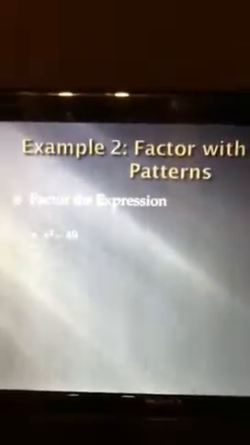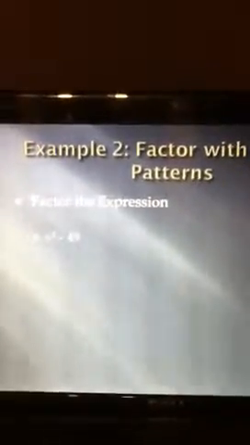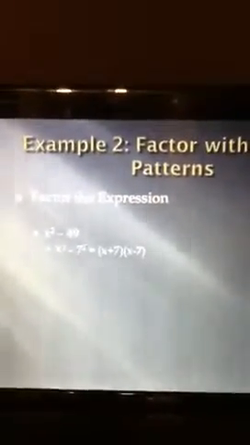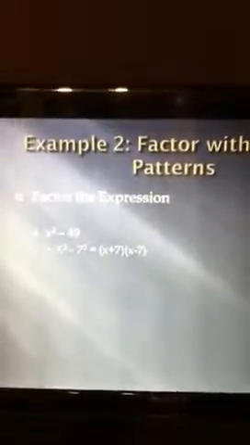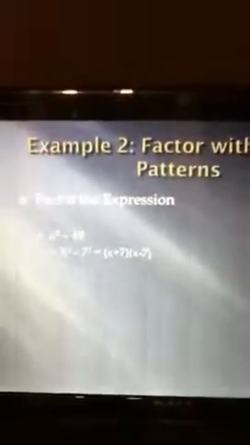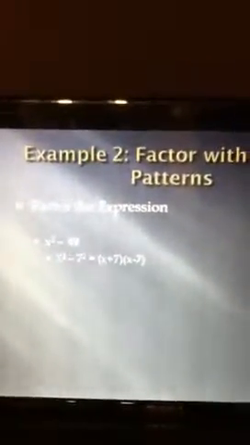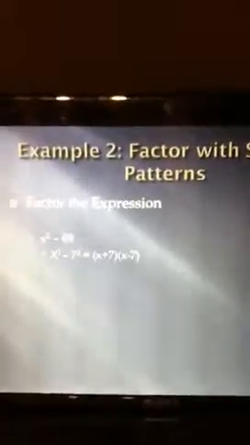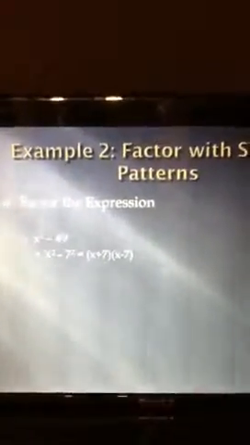In this example, we're going to use those patterns we just learned to factor these equations. The first example is the equation x squared minus 49. Since the square root of 49 is 7, we know that this equation is a difference of two squares, which is x squared minus 7 squared. Therefore, we can immediately change the equation into x plus 7 times x minus 7 and be done with it.